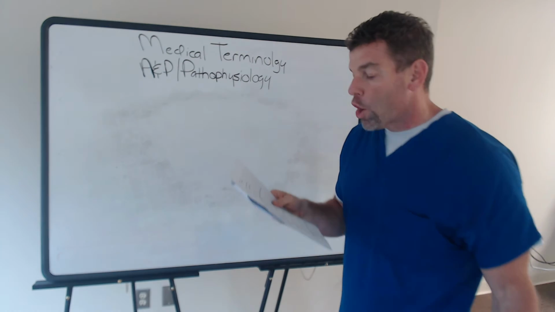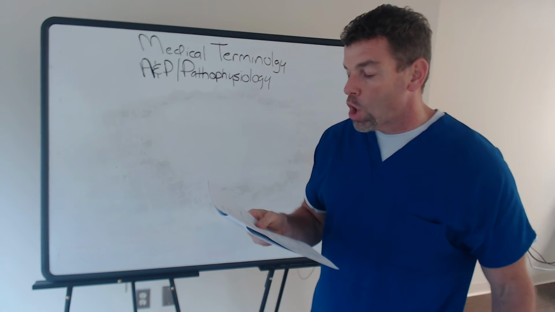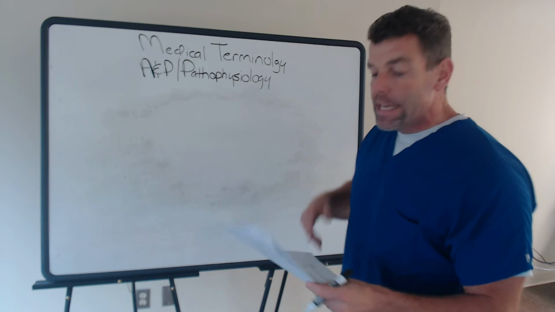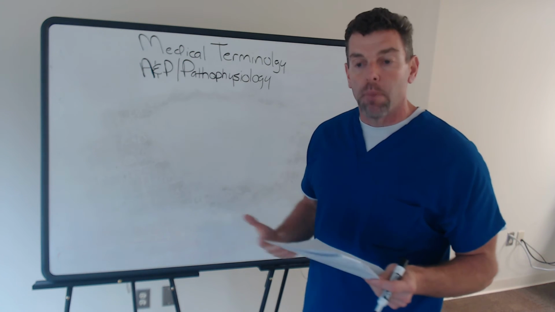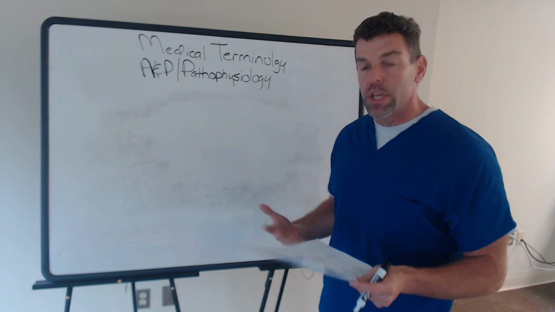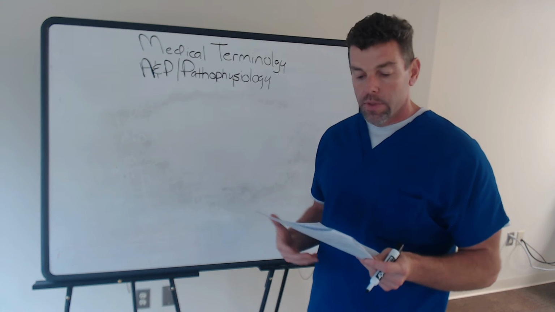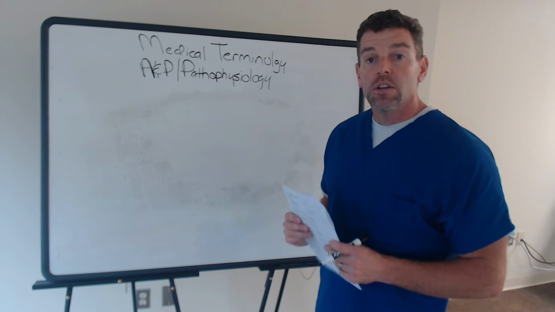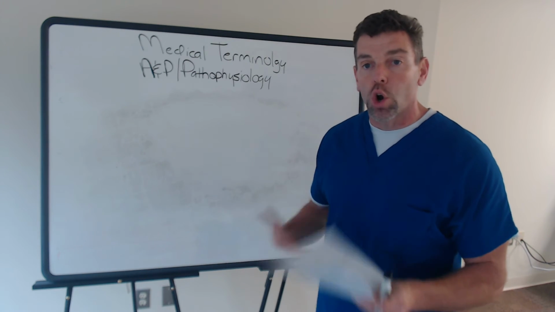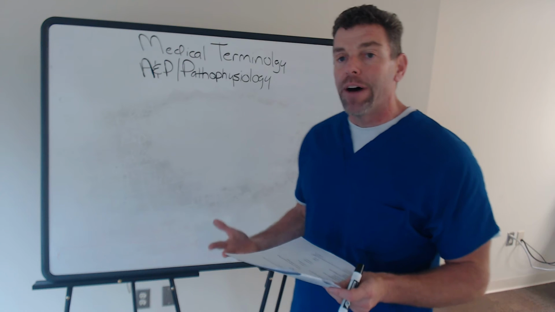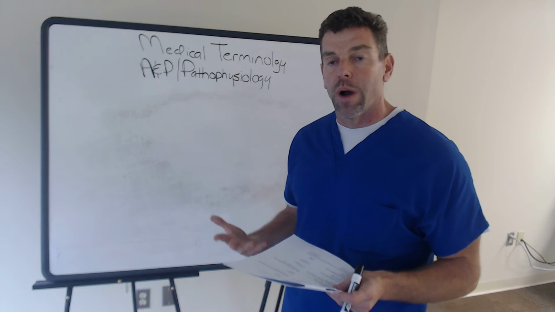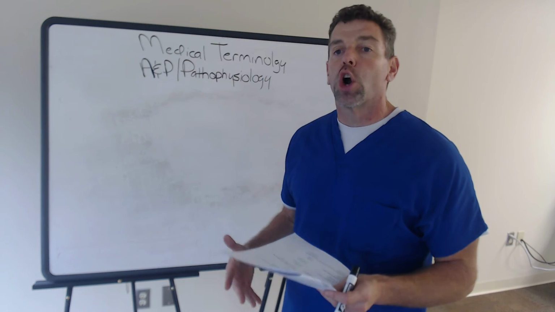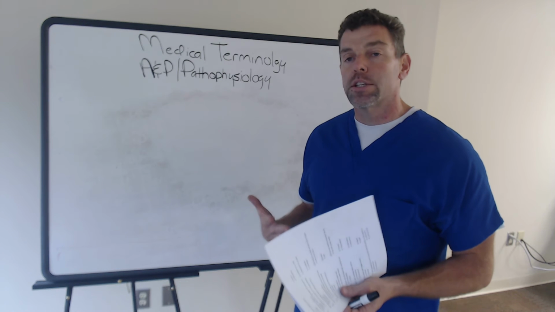An electrocardiograph is the device used to monitor electrical activity of the heart. The electrocardiogram is the actual recording. So the graph, the electrocardiograph, is the device that monitors electrical activity, whereas the electrocardiogram is going to be the actual printout.